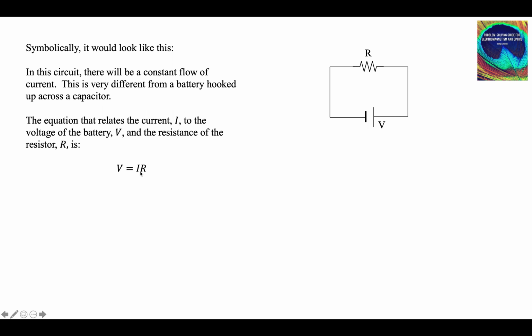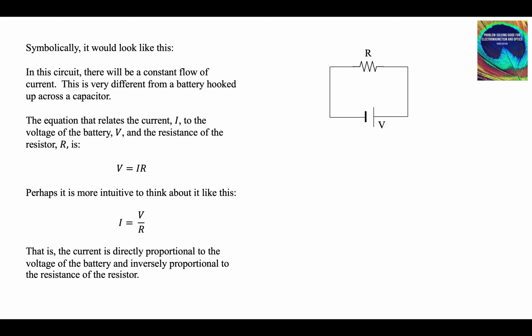V is equal to IR. The stronger the voltage, the higher the voltage, the more current. The lower the resistance, the more current you get. You can write it as I equals V over R. R is in the denominator. The lower R is, the higher the current. The current is directly proportional to the voltage of the battery, inversely proportional to the resistance of the resistor.